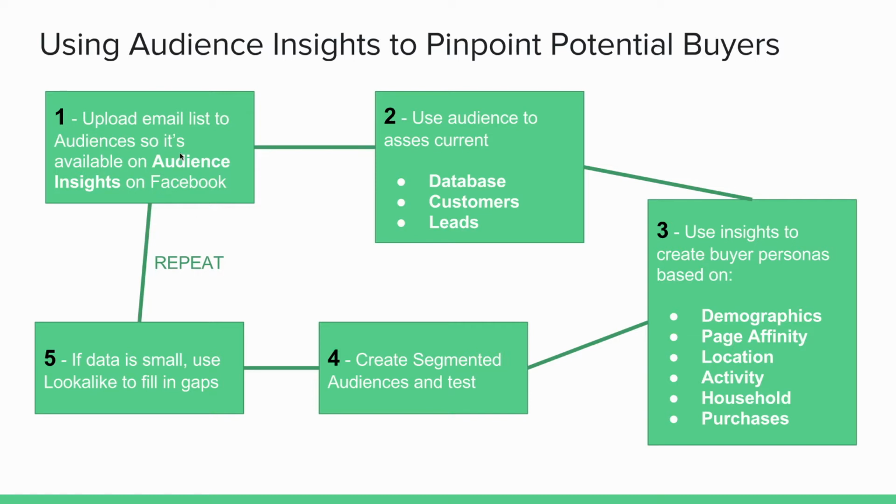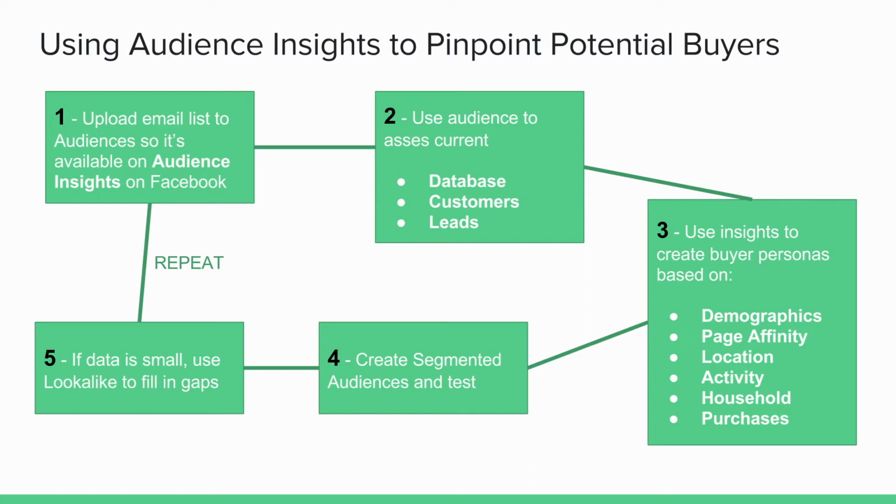So one, you want to upload your email list to audiences so it's available in Audience Insights. We'll show you how to do that. Super easy. You can either export your MailChimp or Constant Contact list and upload that directly to Facebook. Facebook will cross-reference all that information and give you email addresses. A lot of times if you upload, for example, 100, it'll give you around 40 to 60% of those converted emails. Step two, we're going to use that audience to assess your current database, customers, and leads. Step three, we're going to use the insights to create buyer personas based on data, and we're going to do that real time. Then you can go ahead and create segmented audiences and test.